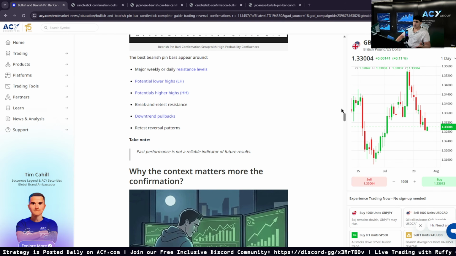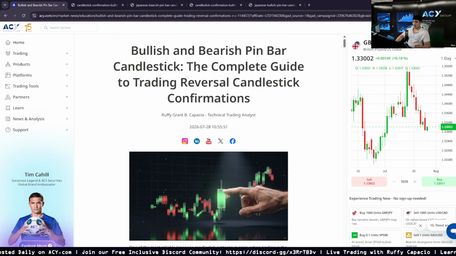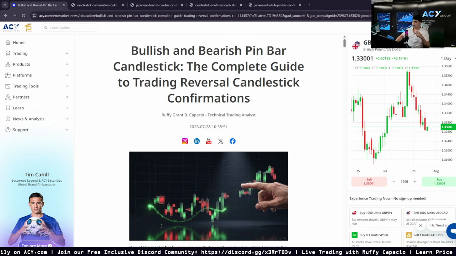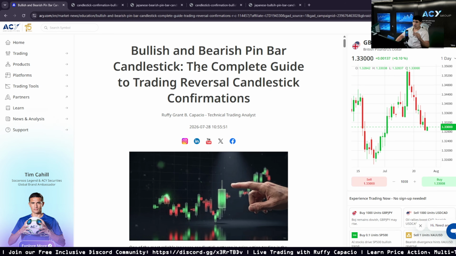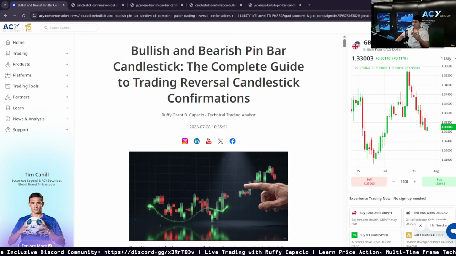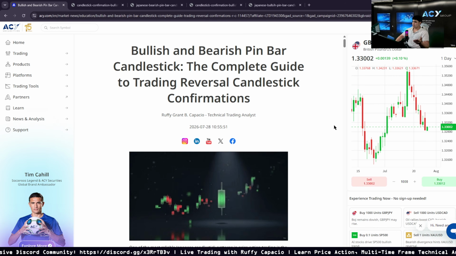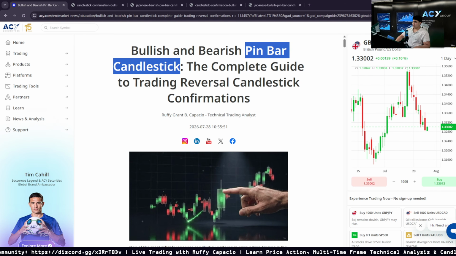Simple as it is. You can just read this exact blog. The link is in the description below. Read this exact blog so that you can master how to use reversal candlestick confirmation. One example is the pin bar candlestick.